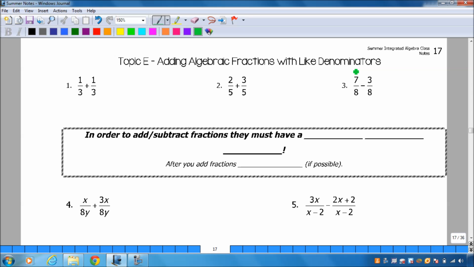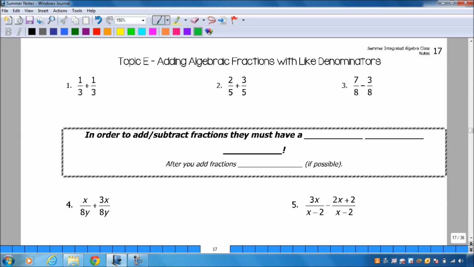Okay, topic E, adding algebraic fractions with like denominators. So let's do 1, 2, and 3 just as a warm-up so you can see how it relates to algebraic fractions, because this is stuff that you've been learning since elementary school. So I want you to see the connection between the two, okay?